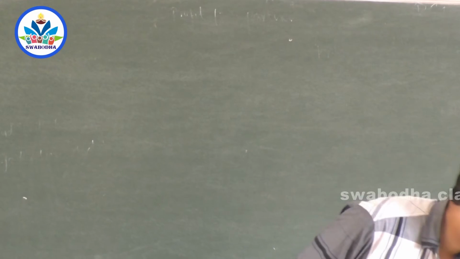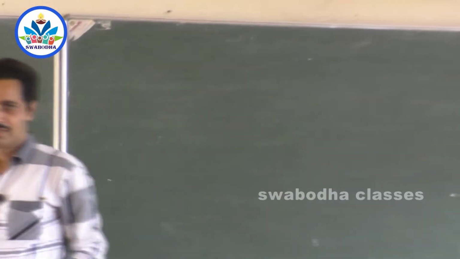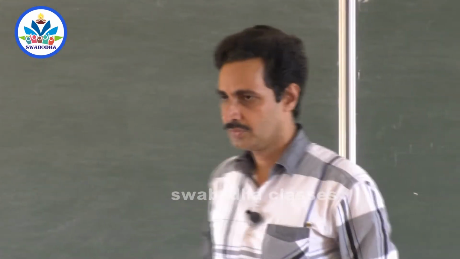So how are all these types of images formed? Depending on the position of the object, a concave mirror will form images at different positions. That's what you have to do now.